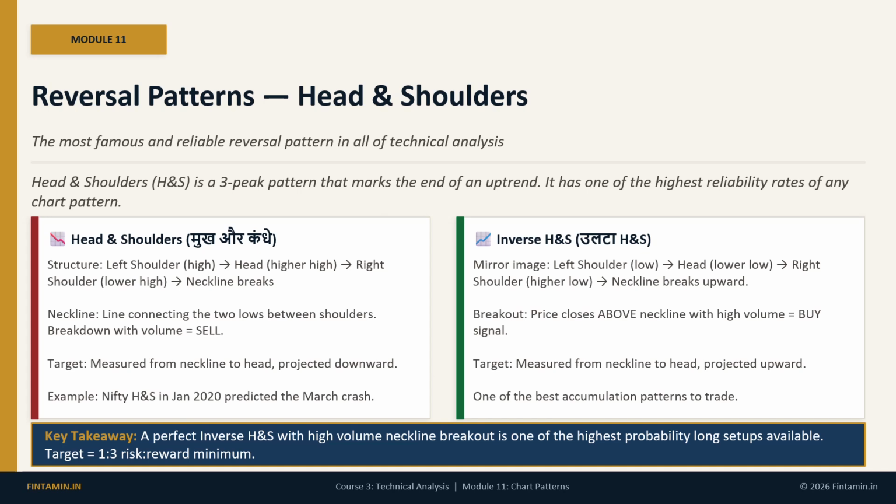Inverse head and shoulders is the mirror image and is one of the best bullish reversal patterns. Left shoulder low, head at a lower low, right shoulder at a higher low. Neckline break upward with volume equals buy signal. Some of the strongest multi-month rallies in Indian markets have started with inverse head and shoulders pattern.